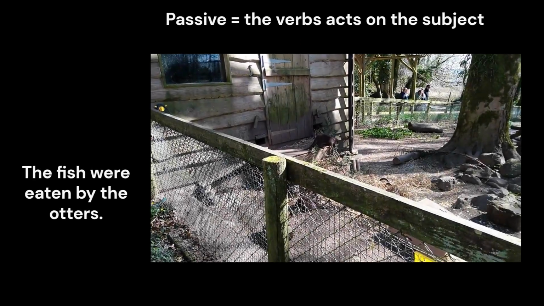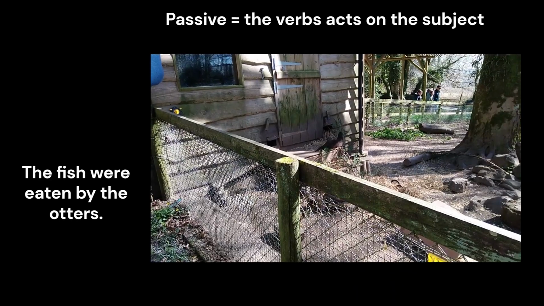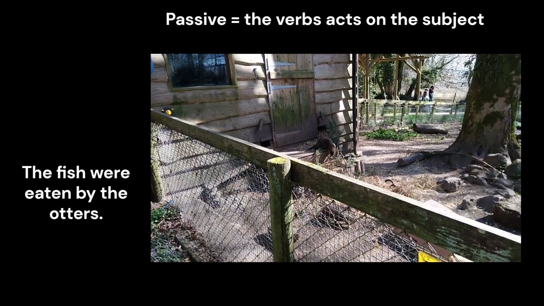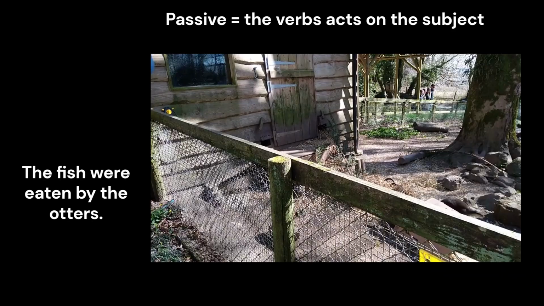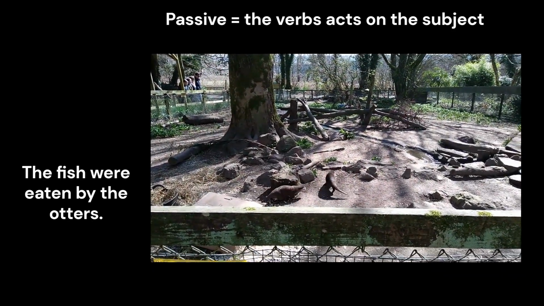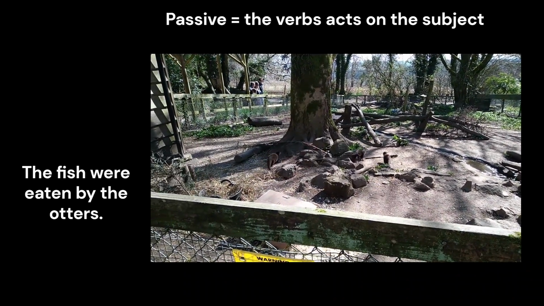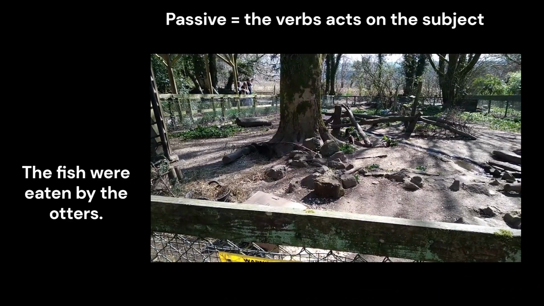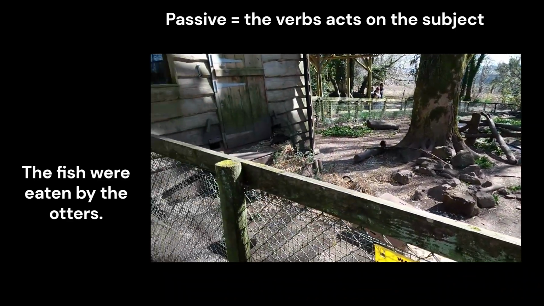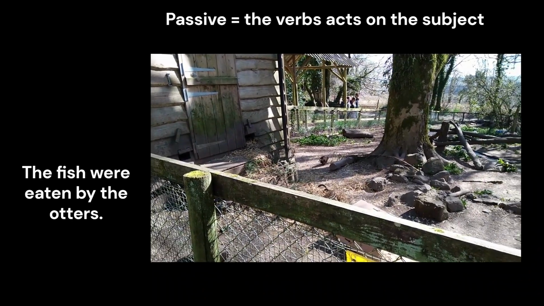Passive voice is when the verb acts on the subject. For example, the fish were eaten by the otters. If that was active, it would say the otters ate the fish. But the subject is the otters and the verb is eaten. So the fish were eaten by the otters. The verb is acting on the subject. So this is passive voice.